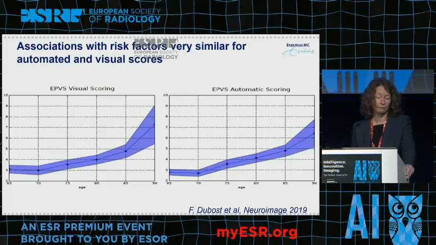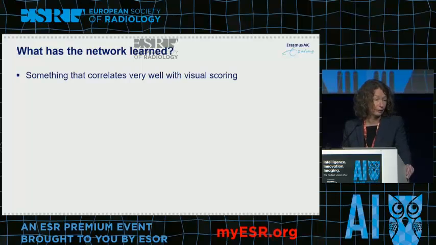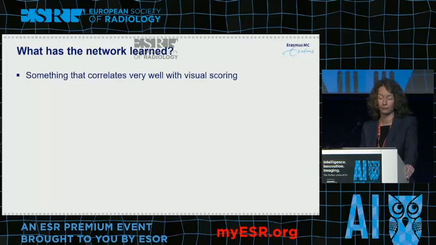The associations with risk factors were very similar for the automated and the visual scores. So it looks like we can use this model for our research and population studies, which is what it was meant for, at least to begin with. We wanted to look a little bit further into what the network has learned. So we already know that it has learned something that correlates very well with visual scoring, but we don't know exactly what that is and whether it really has learned to detect perivascular spaces.